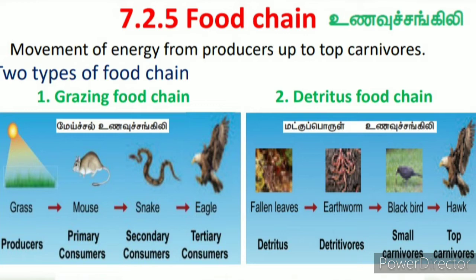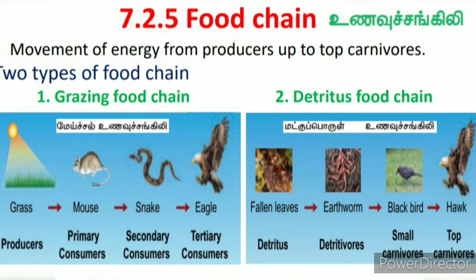The third link in the food chain is secondary consumers. Example, snake, which gets its food from primary consumers. The fourth link in the food chain is tertiary consumers. Example, eagle, which gets its food from secondary consumers.